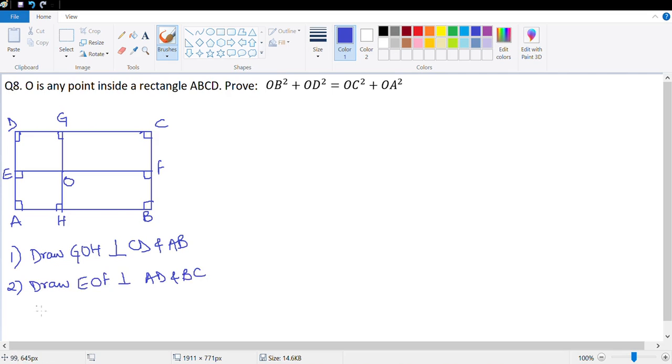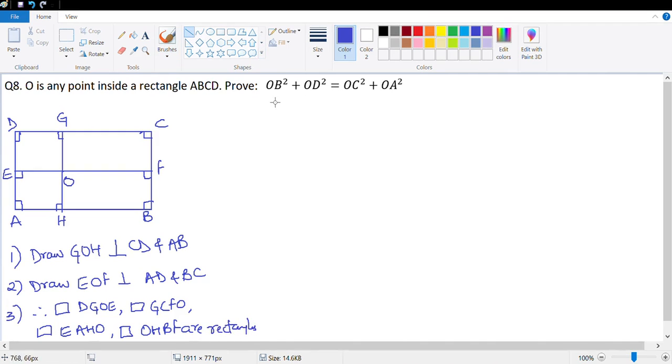So what we have is all these sides are equal. What we get is therefore quadrilateral DGOE, quadrilateral GCFO, quadrilateral EAHO and quadrilateral OHDF are rectangles. Opposite angles, all vertex angles are 90 degrees, which means these are rectangles.